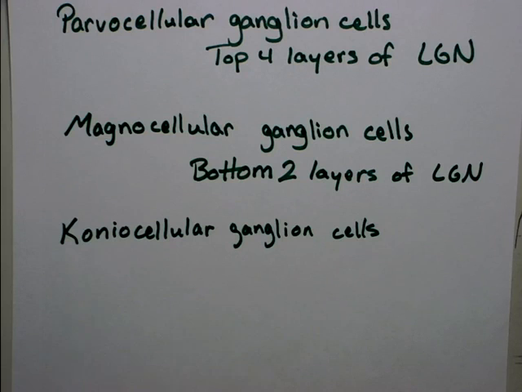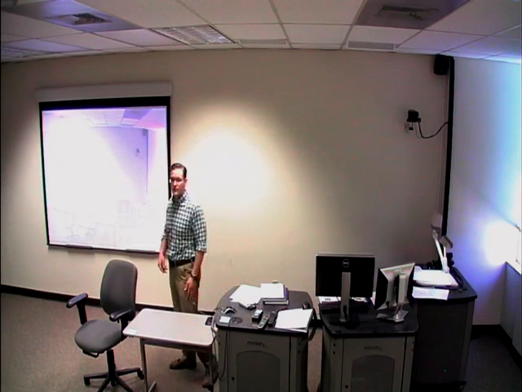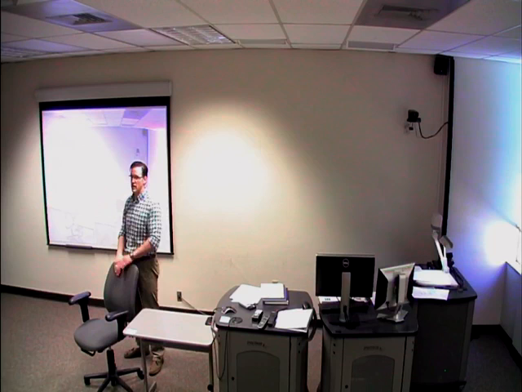Now, really quick refresher question. What percentage of projections from the retina go to the thalamus? 90. 90% of the projections from the retina go to the thalamus. Specifically where? Lateral geniculate nucleus. Where did the other 10% go to? Occipital cortex. No.